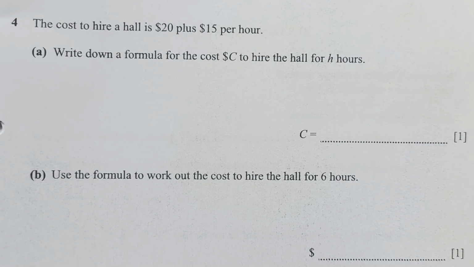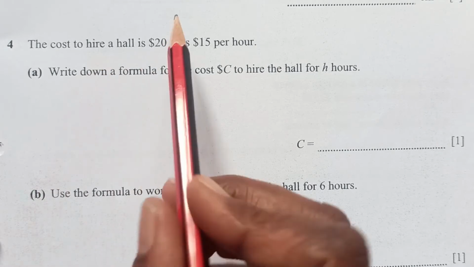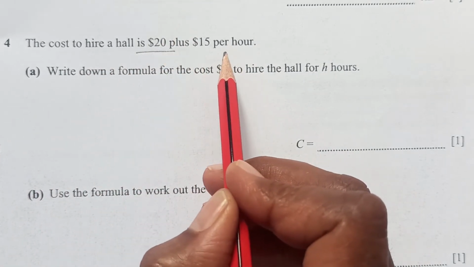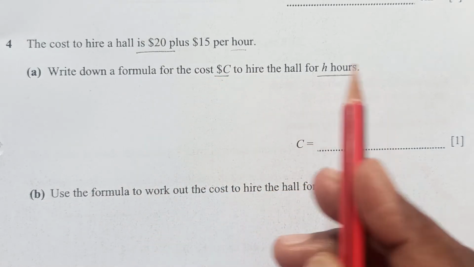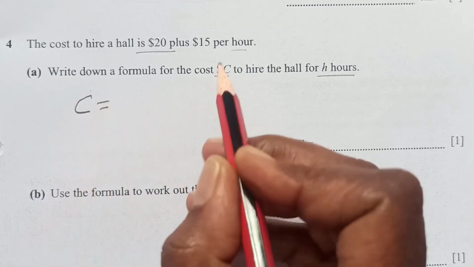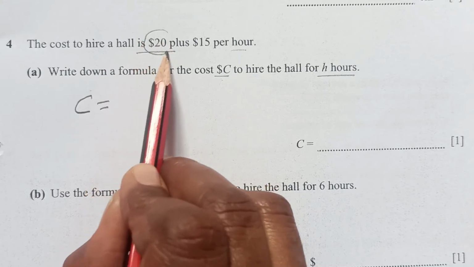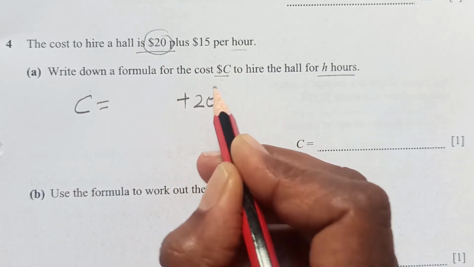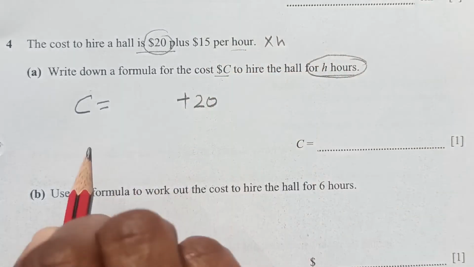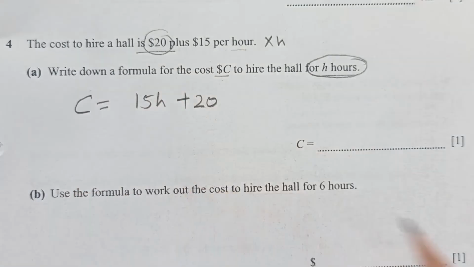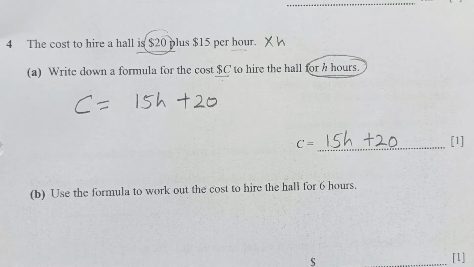Another one. This question is of 2 marks. 2 parts here. The cost to hire a hall is $20 plus $15 per hour. Write down the formula for the cost C to hire the hall for H hours. So C is the formula, and you see this statement again. The cost to hire a hall is $20, so $20 is there, plus 15 per hour. 1 hour is 15. If we are looking for H hours, that is 15 times H. So 15H plus 20 will be the formula to find out the cost.